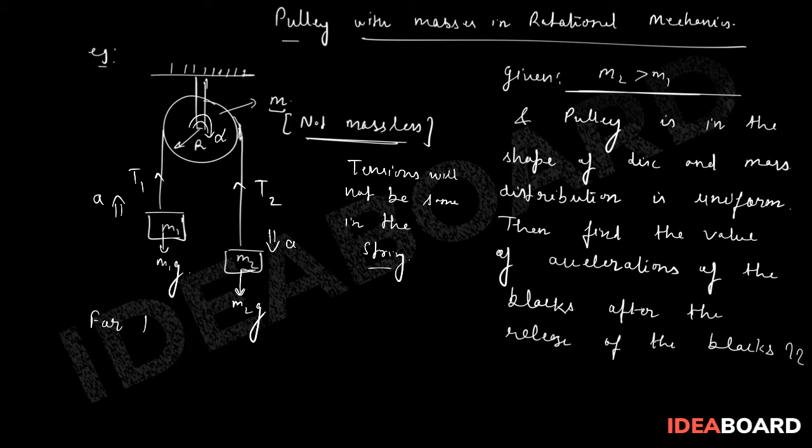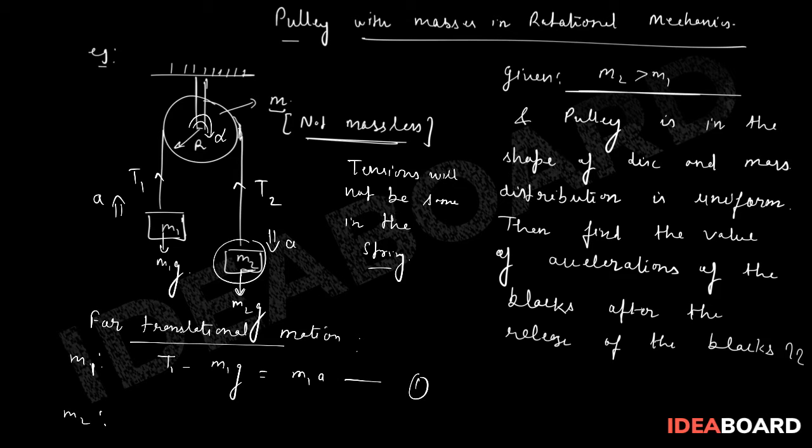So for translational motion, we are very clear. For block number m1 we can write T1 minus m1g is equal to m1 into a, let's say this is equation number 1. For mass m2, it is going downwards, so m2g minus T2 is the net force, and we can write m2 into a. This is equation number 2.